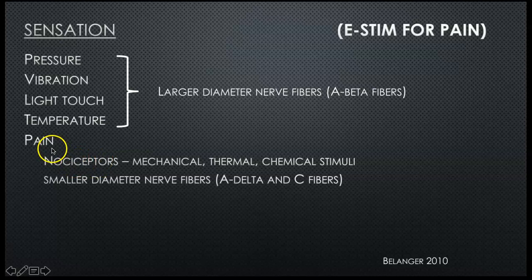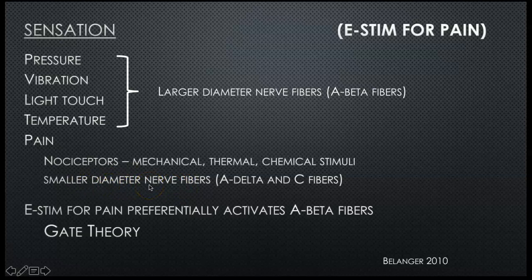Nociceptors, which are little pain sensors, can each tell if it's mechanical or thermal or chemical pain, right? These all use smaller diameter nerve fibers. So they're a little smaller and they're a little slower. So for e-stim for pain, when you turn the e-stim on, you activate these larger diameter nerve fibers, and you kind of override the pain. And that's how the gate theory works.